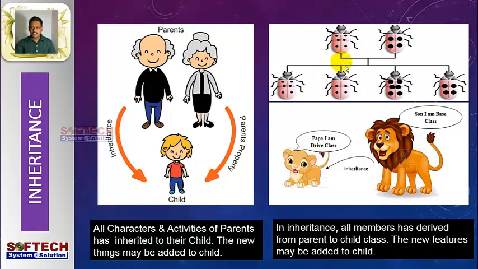In inheritance, for example, this is a base class. This one is a child class. The child is derived from the base class, that is, inherited from the base class. All characteristics and activities are copied to that child class. But some properties and activities are hidden by data abstraction and data encapsulation.